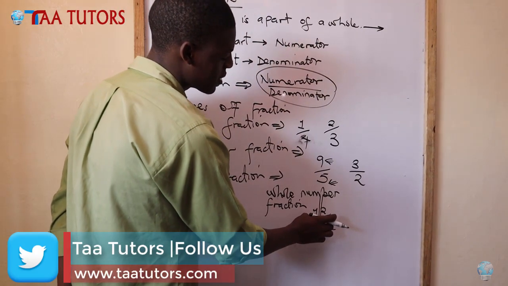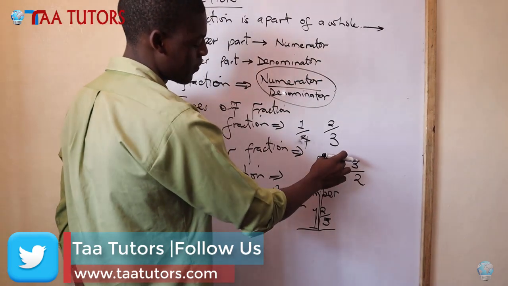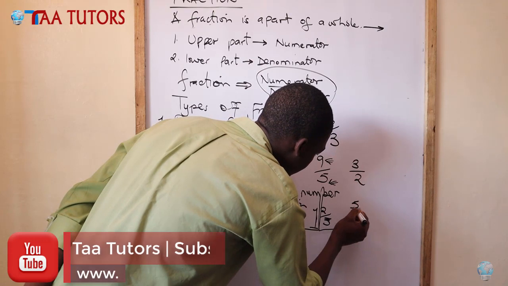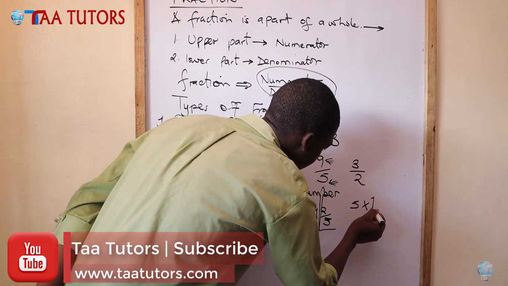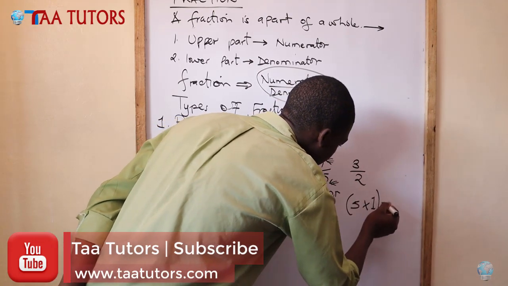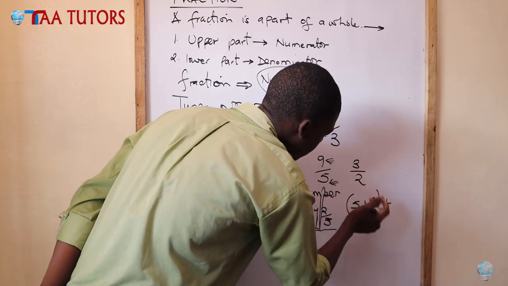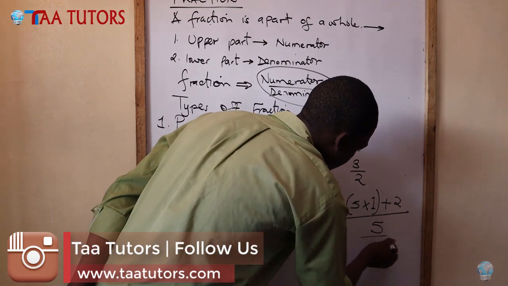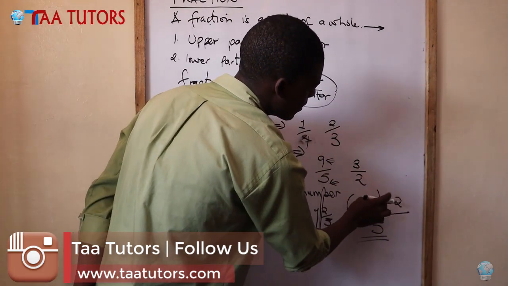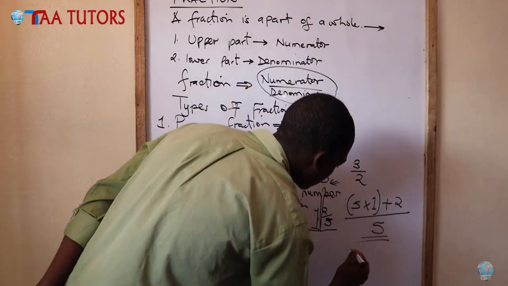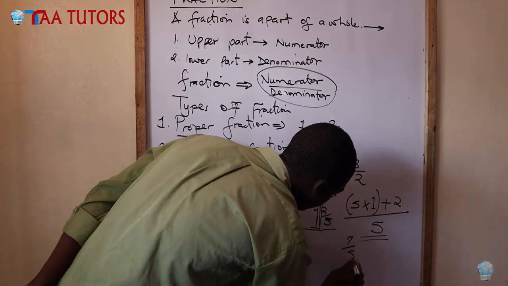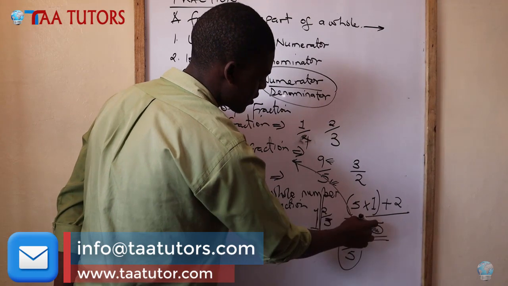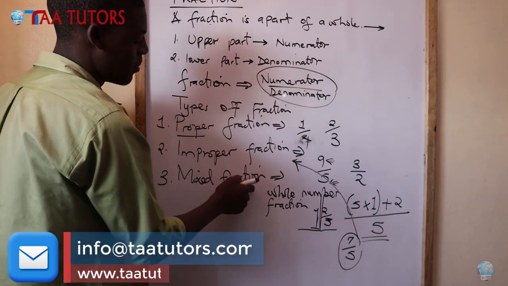Also, mixed fractions can be written as improper fractions. This is how we do it. You will take the denominator 5 times the whole number 1. Then the product there, you add to the numerator of the fraction part, that is 2. Then all of it is over the denominator, that is 5. So 5 times 1 is 5. 5 plus 2 will be 7 over 5. This one is an improper fraction. Yet that improper fraction can also be written as a mixed fraction.